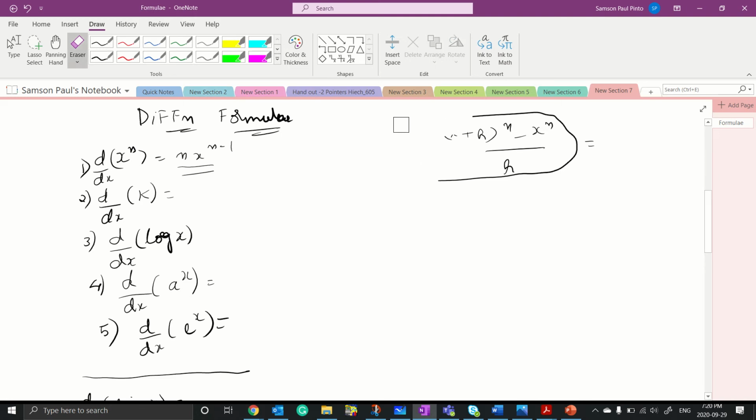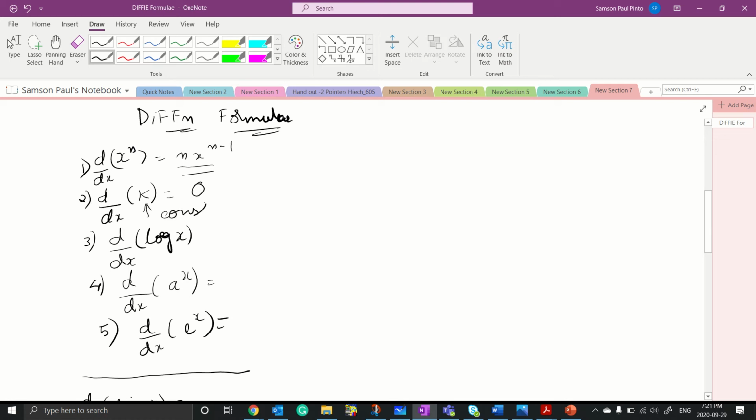I'm not going to deal with the derivations of these formulas because I've already done one formula. I'm just going to tell you what the formulas are and how to remember them. So d by dx of k is nothing but 0, where k is a constant. It is not dependent on x, since you are differentiating with respect to x. For example, the constant k may be 2 or a.